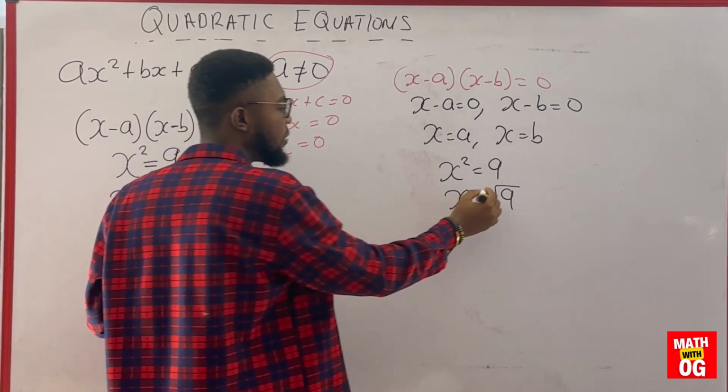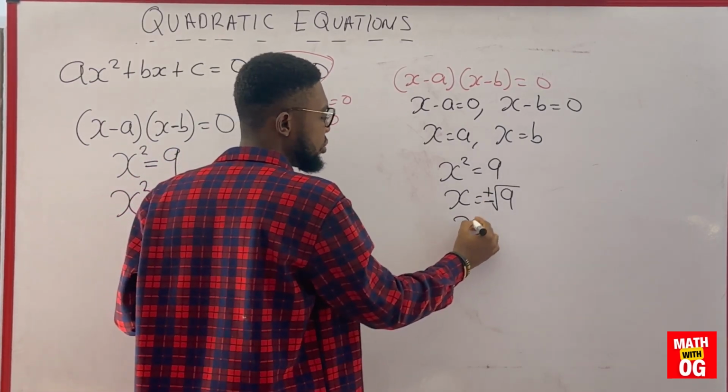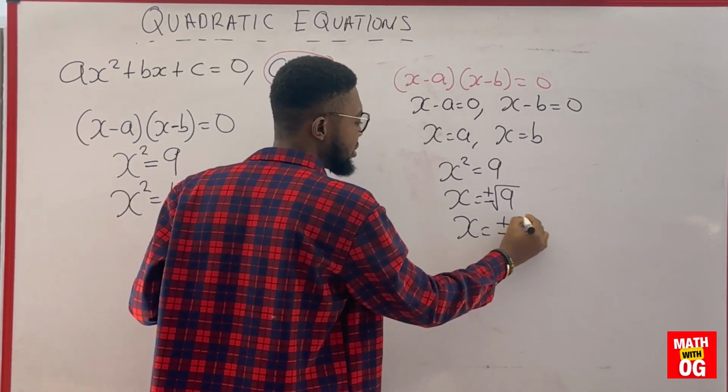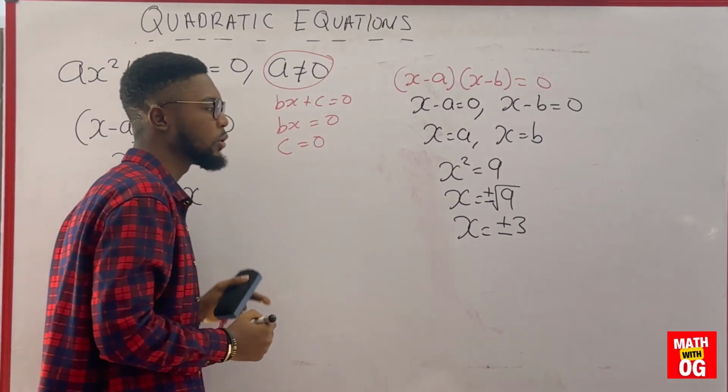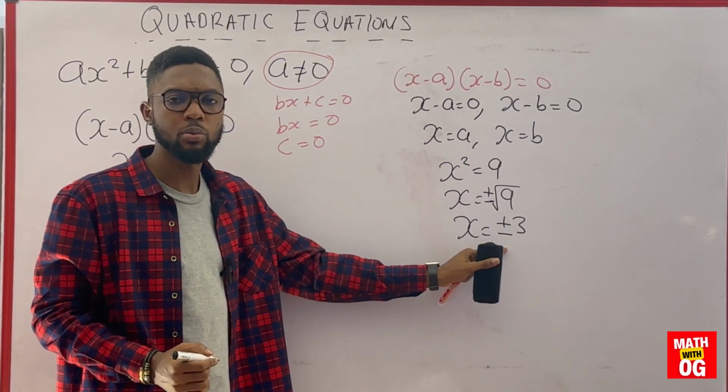So the square root of 9 will give you a positive or negative root of 9. And what is the root of 9? The root of 9 is 3. So your answer is plus or minus 3. So you can see when looking for the square root of 9, because the highest power here is 2, the answer you are having is two possible answers.